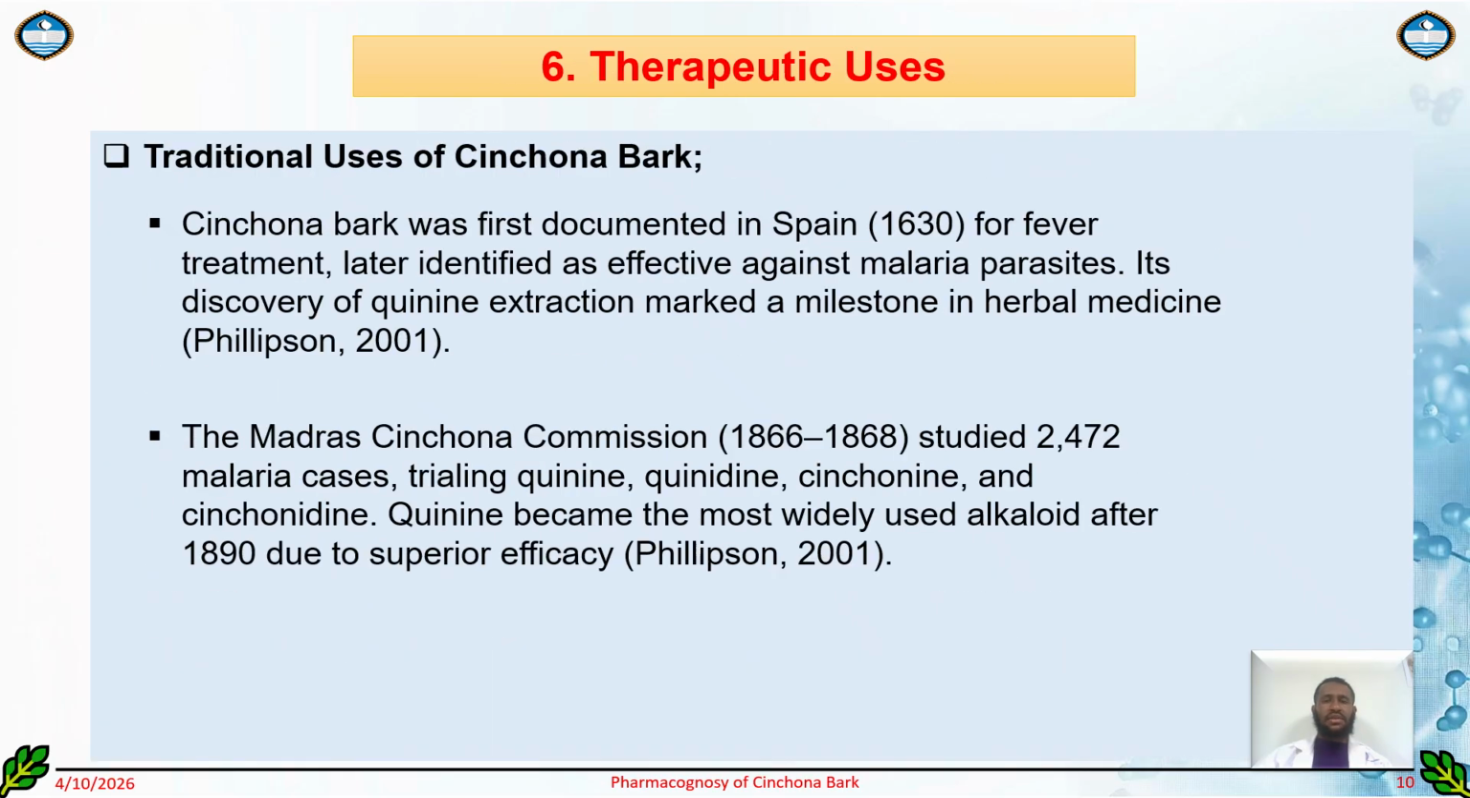6. Therapeutic uses of cinchona bark. Traditional uses of cinchona bark. Cinchona bark was first documented in Spain in 1630 for fever treatment, later identified as effective against malaria parasites. Its discovery of quinine extraction marked a milestone in herbal medicine. The Madras Cinchona Commission, 1866 to 1868, studied 2,472 malaria cases, trialing quinine, quinidine, cinchonine, and cinchonidine. Quinine became the most widely used alkaloid after 1890 due to superior efficacy.